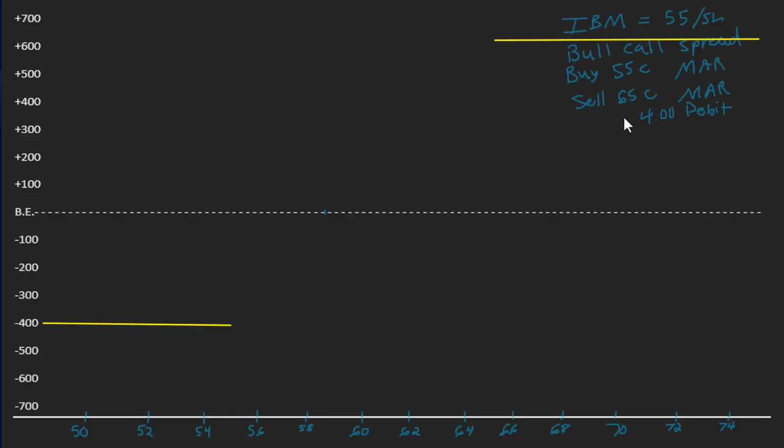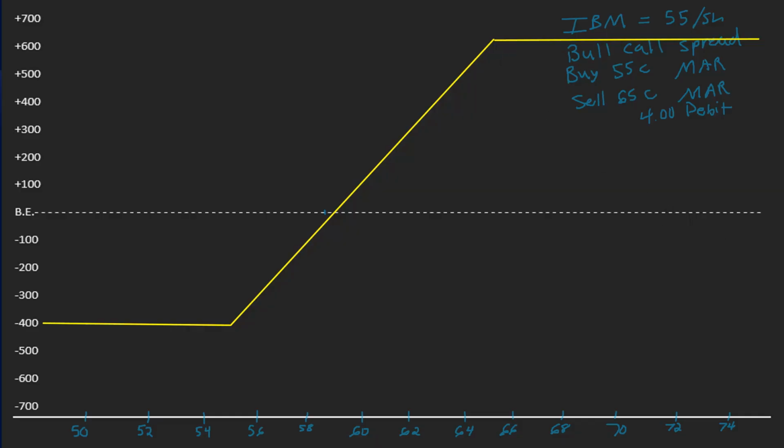If it goes to 0, we lost 400 bucks. We lost what we paid. If it goes to $10 of value, we're getting $1,000 back for the spread and we spent 400. That's a $600 profit. So our break even is at 59, lower strike plus the debit, that's 59. And now these lines would go right through 59 and connect up like that.